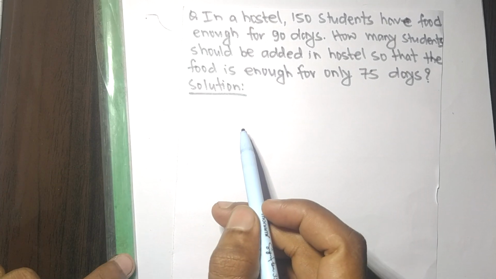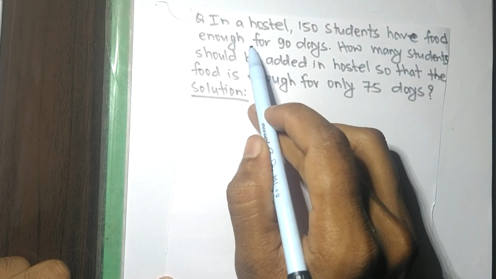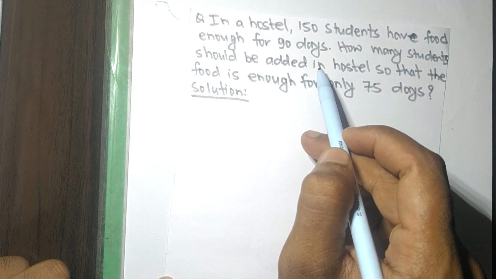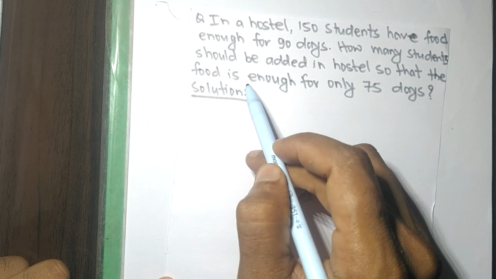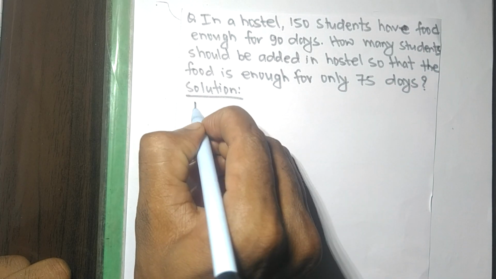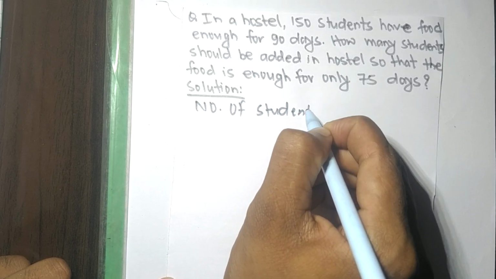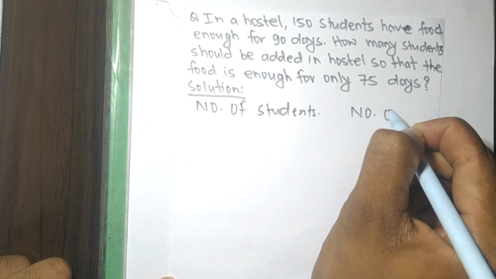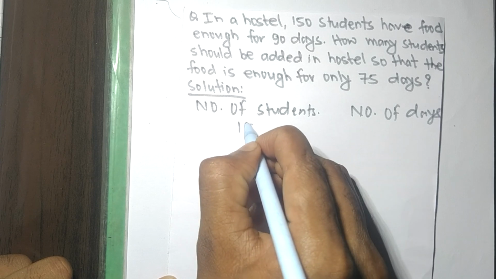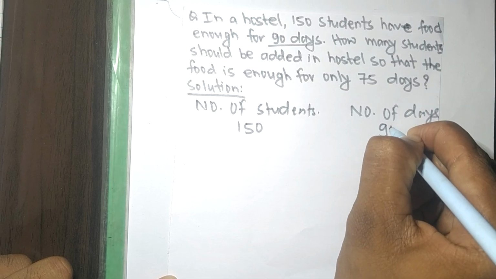So here we have given in a hostel 150 students have enough food for 90 days. How many students should be added in a hostel so that the food is enough for only 75 days? So here is a relation between the number of students and number of days. So 150 students have enough food for 90 days, so it is 90.